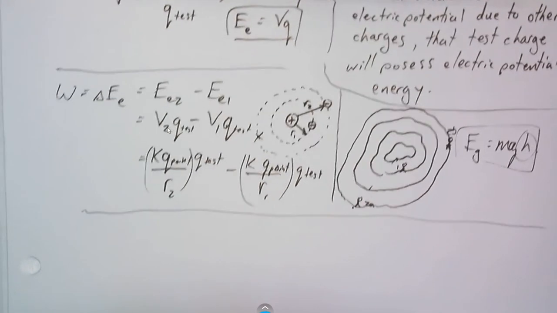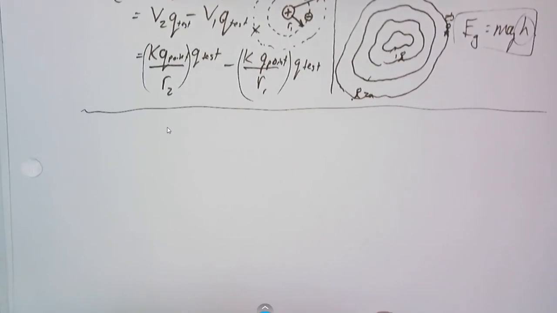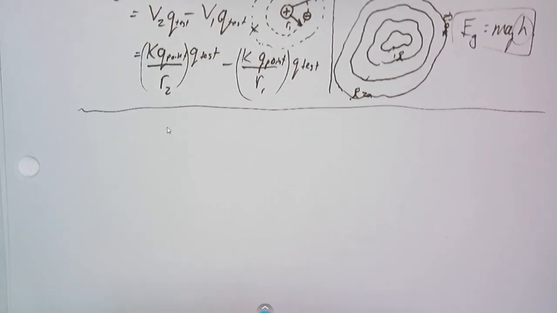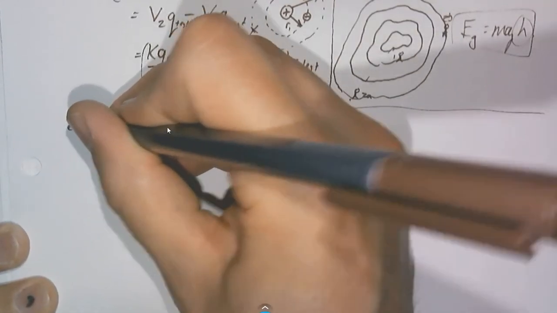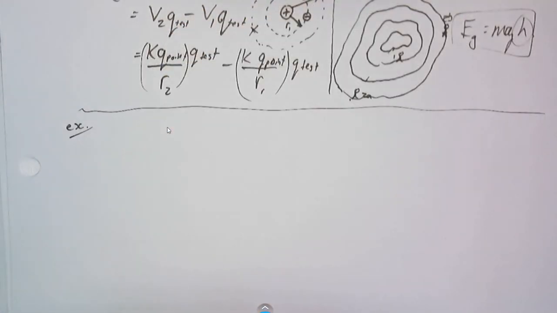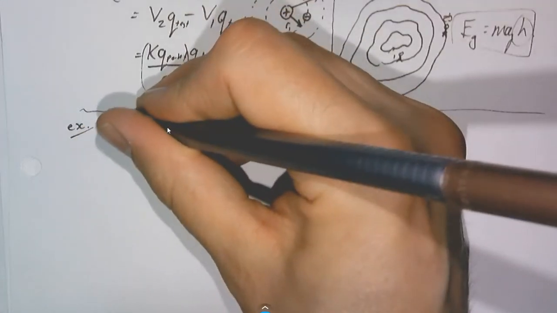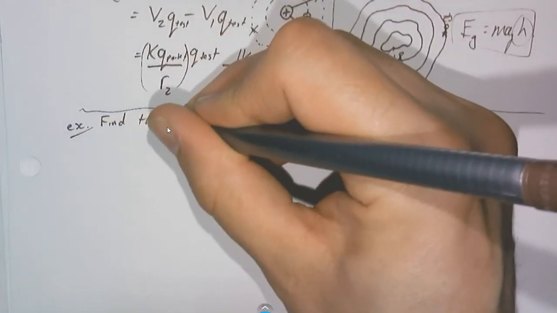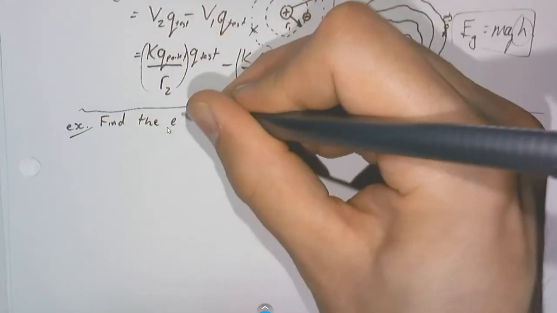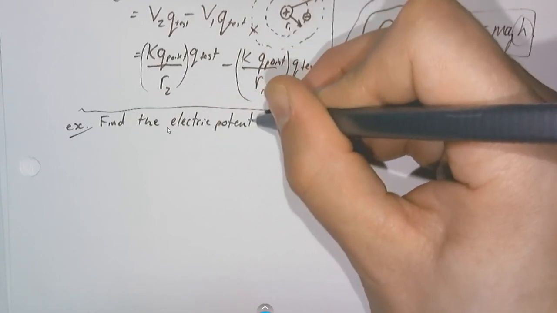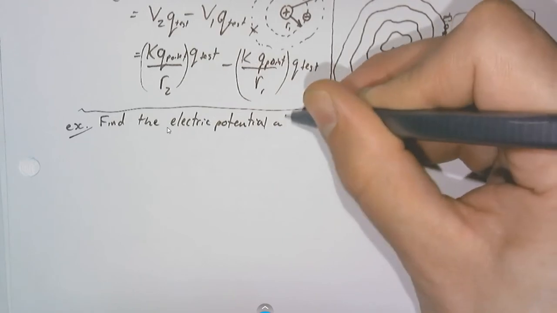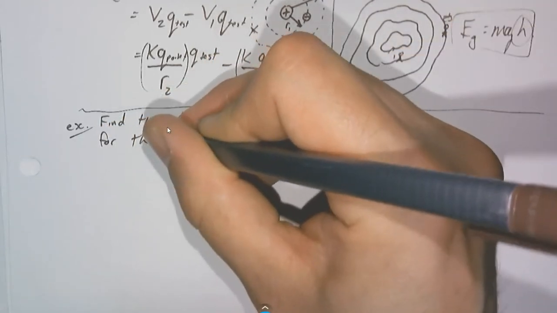So I want to do an example problem, and I'm going to try and keep my writing on the small side because otherwise I'm going to run out of space. I've left myself with more than half a page, and I don't know where you are with this. So I'm hoping you don't have to grab a new piece of paper. But here's the question. Find the electric potential at P for the following.